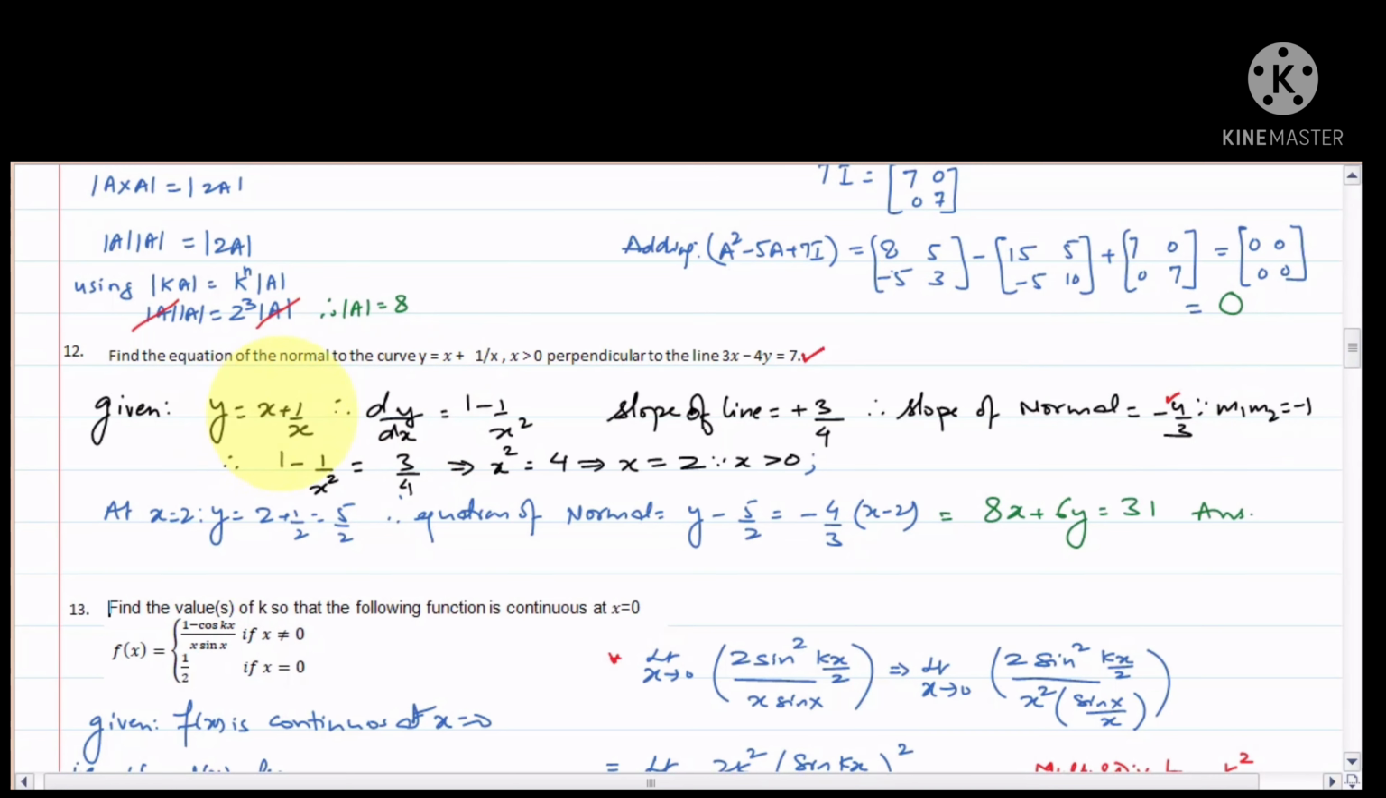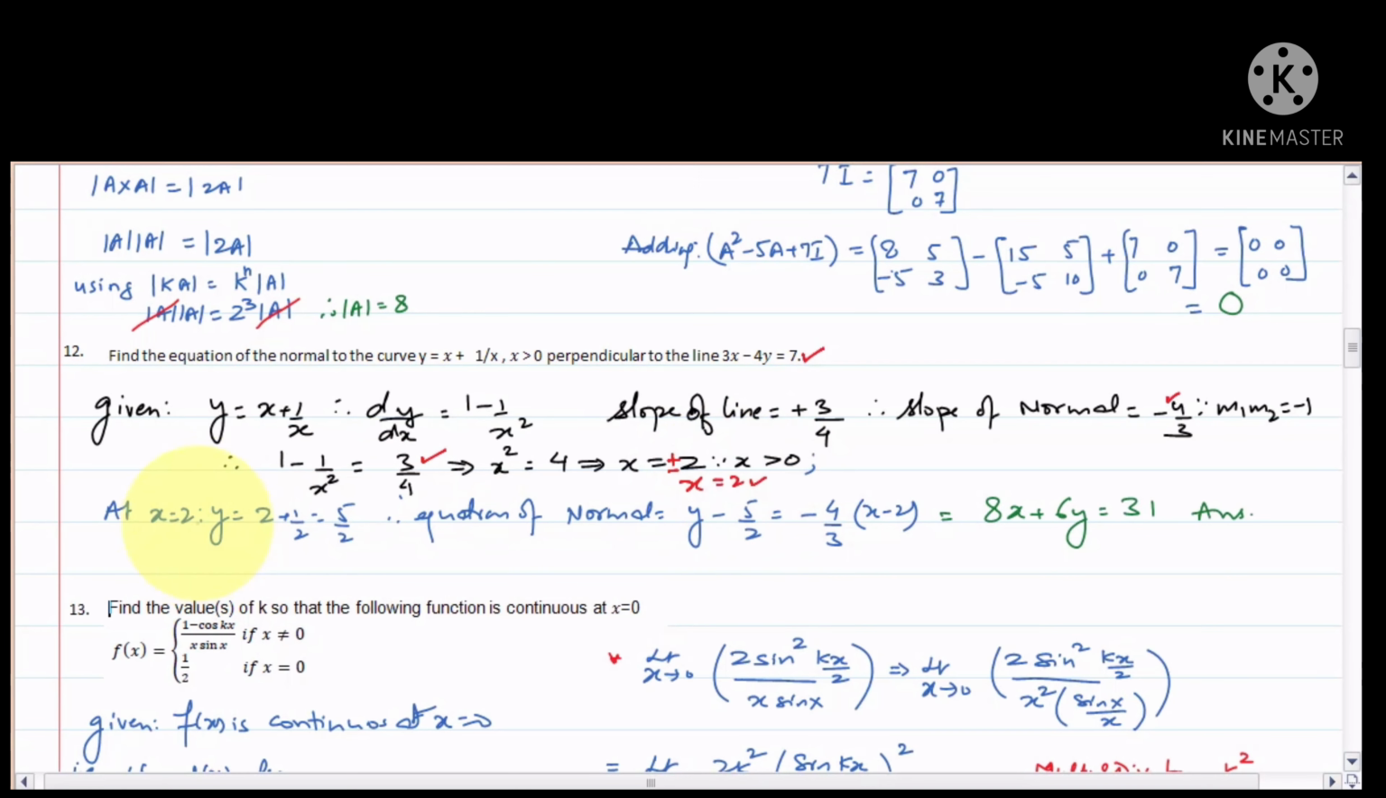From the given curve y is equal to x plus 1 by x, we find dy by dx. It gives us 1 minus 1 by x square, and 1 minus 1 by x square is the slope of the tangent, that is 3 by 4, right? Since the normal is perpendicular to the tangent, it is the slope of the tangent, 3 by 4. So it yields x square is equal to 4 and x is equal to plus minus 2, but we have to take x is greater than 0, so it is x is equal to 2.